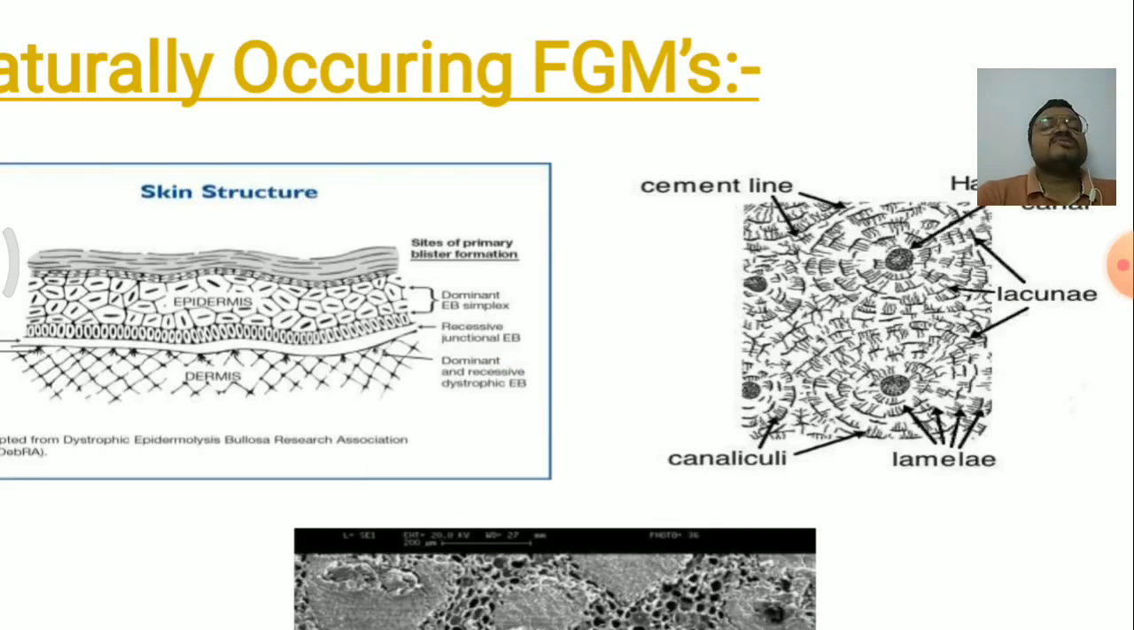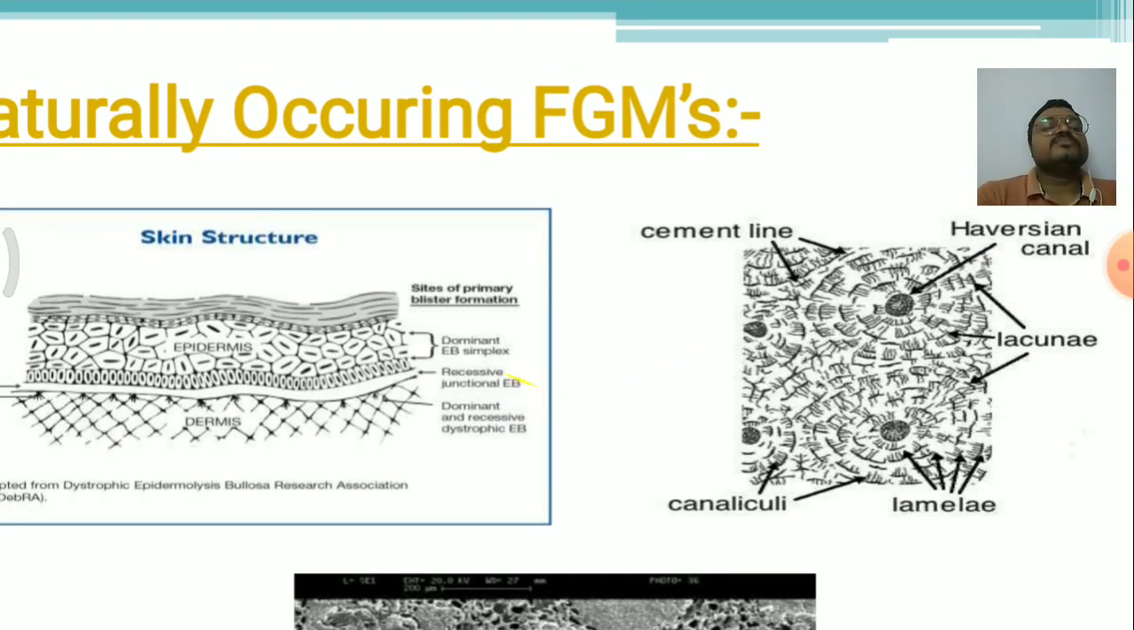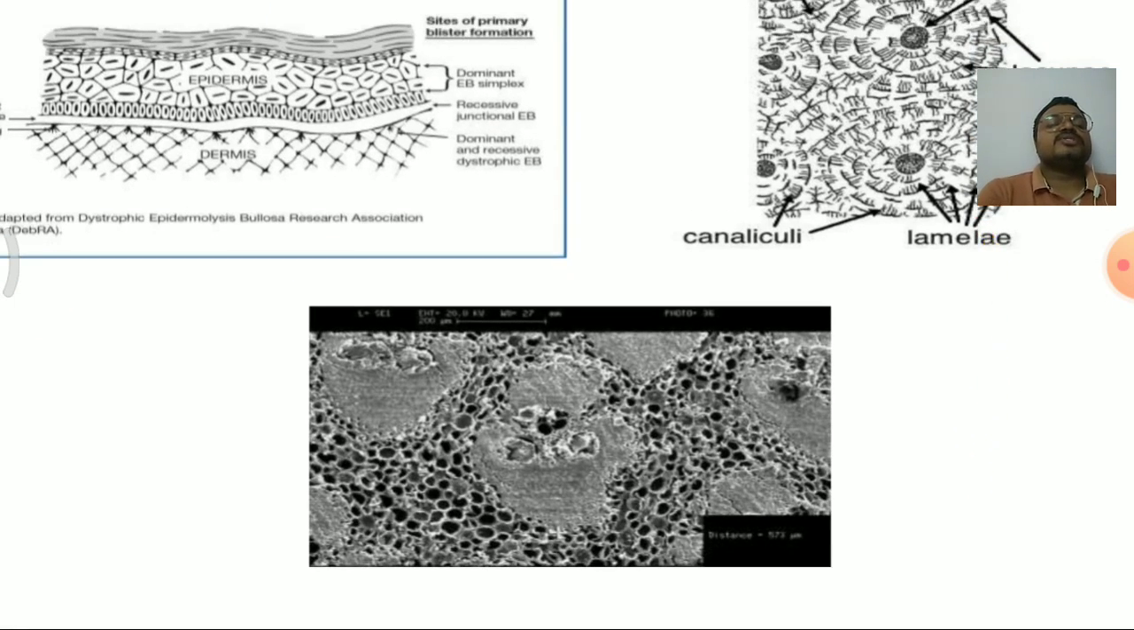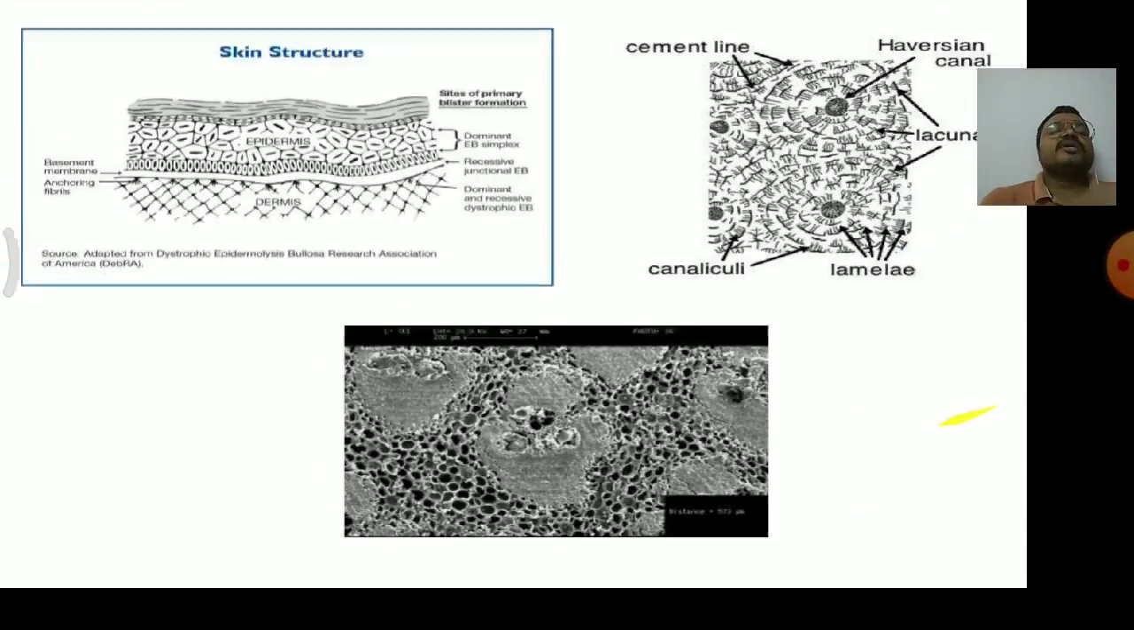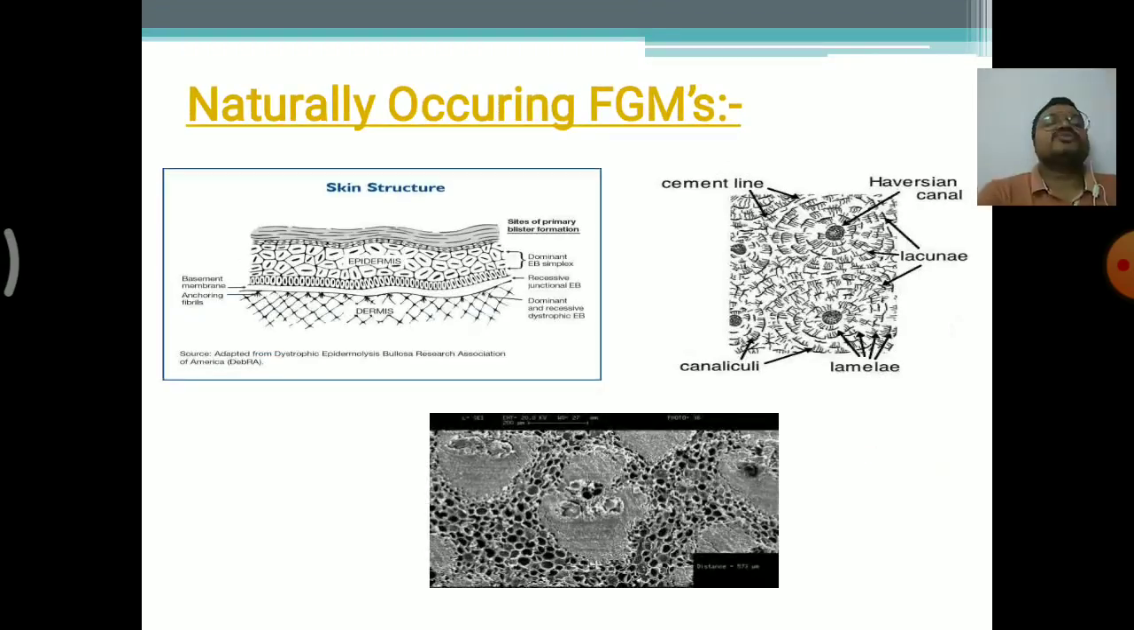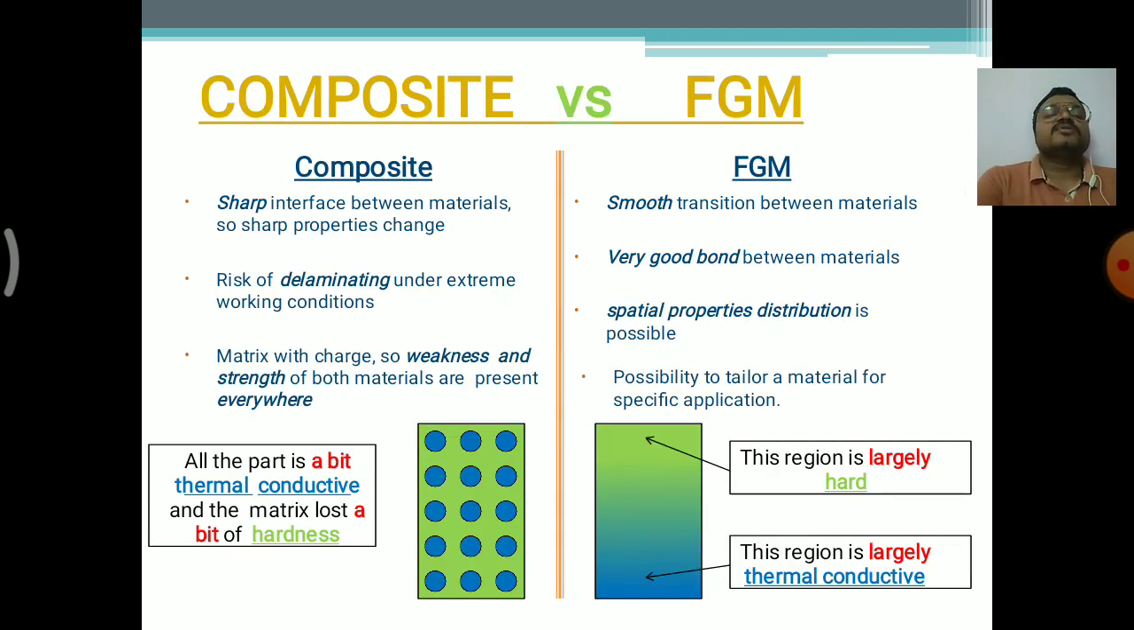Next one is the bamboo stick. Here the cells occurring in the bamboo stick are lamellae, canaliculi, and cement line. These are the microstructures of the naturally occurring FGMs.